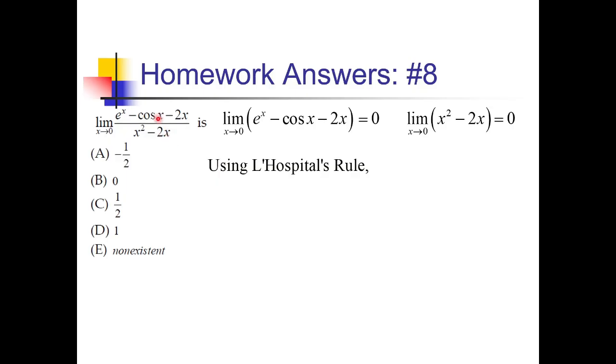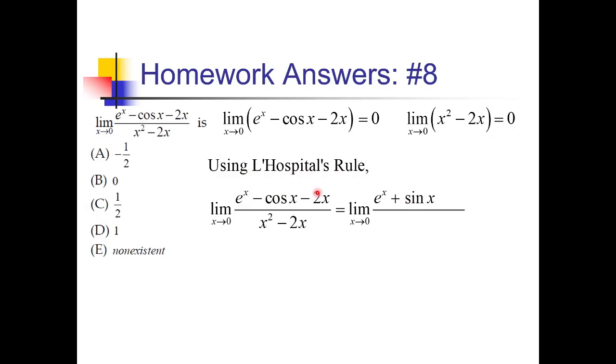So I'm going to take my original limit as x approaches 0, and I'm going to just convert that to the L'Hopital's version, which is essentially this thing, but I'm taking the derivative of the numerator and the denominator. So derivative of the numerator, we're going to have e to the x, which is its own derivative. Derivative of negative cosine of x is positive sine of x, and derivative of negative 2x will just be negative 2. For the denominator, I'm going to have 2x minus 2.